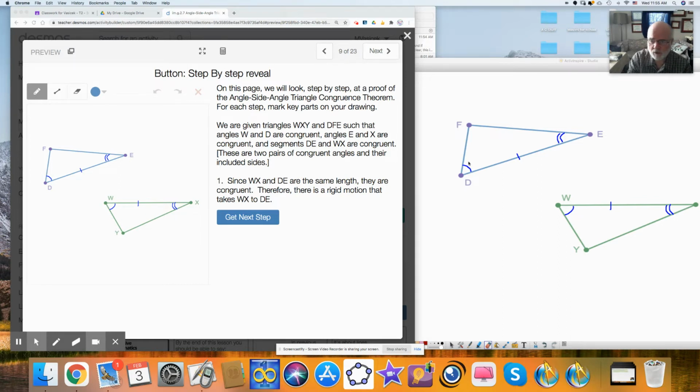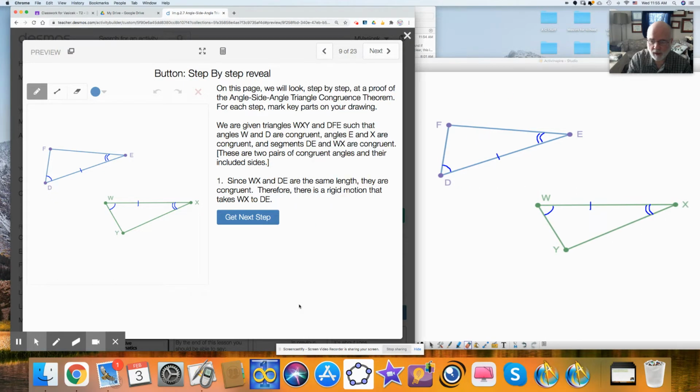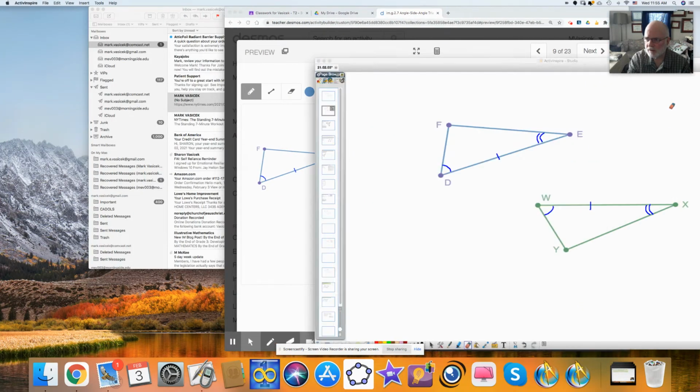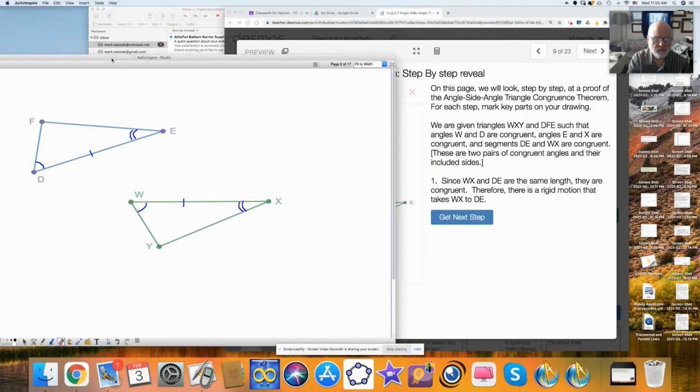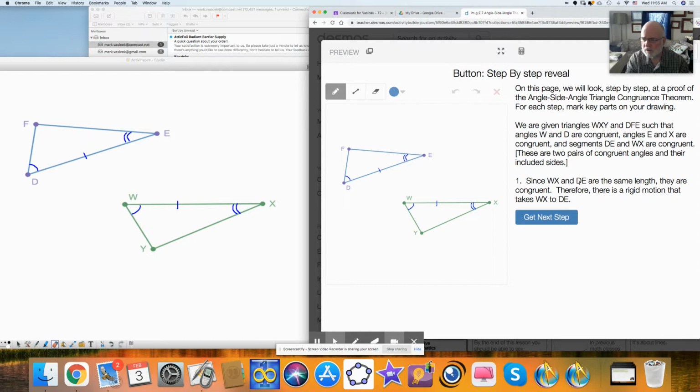We're given triangle WXY. Move this over just a little bit. Given WXY, and I'm given DEF, such that angles W and D are congruent. Let's see if I move this over here. Would this help? Yeah, I think so. I can move this to this side. There we go. Now, since WX and DE are the same length, marked as the same length, that means that they must be congruent. Therefore, there's a rigid motion that will take DE to EF.